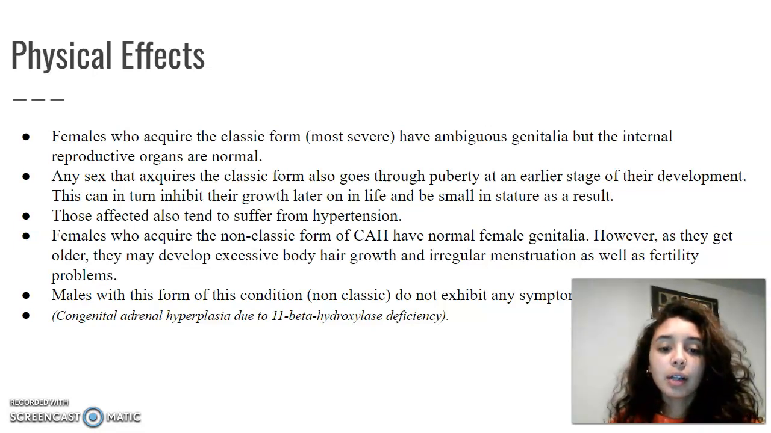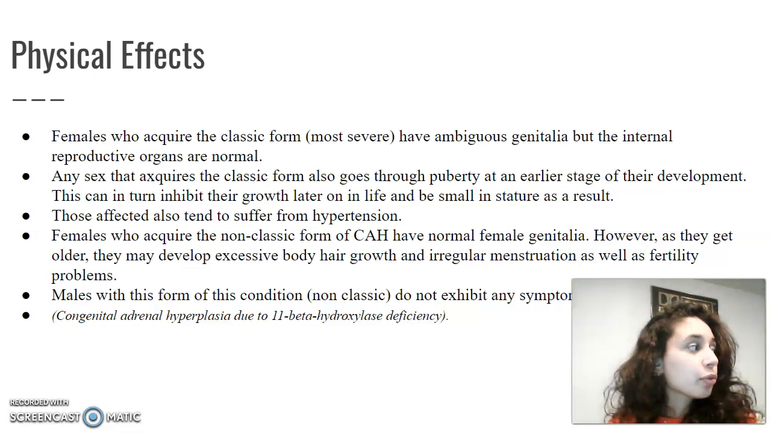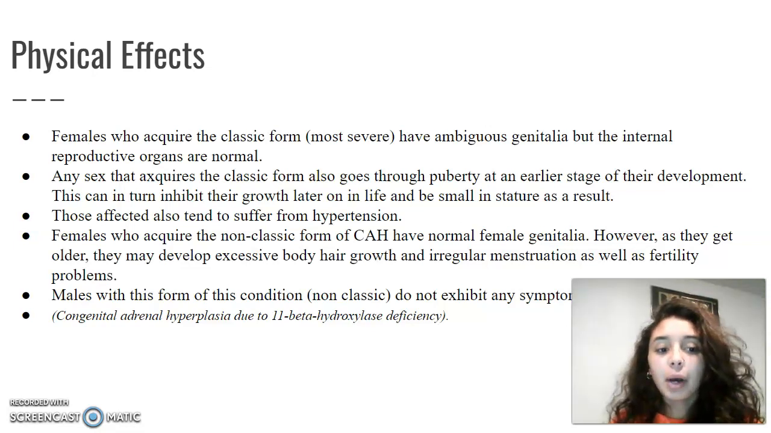Females who acquire the non-classic form of congenital adrenal hyperplasia have normal female genitalia. However, as they get older, they can develop excessive body hair growth, which is that imbalance in androgens such as testosterone and estrogen, and irregular menstruation, as well as fertility problems. Males with the non-classic form don't exhibit much other than maybe being short.